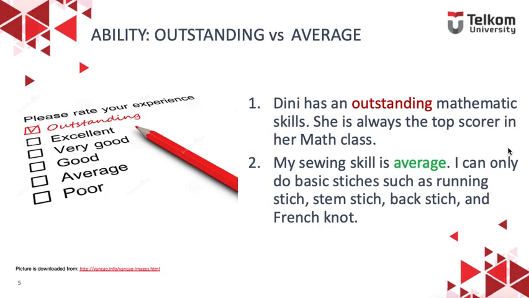Okay, now we are going to describe the ability. I'm taking one example, outstanding versus average. Now I have one example for you, two actually. The first one is, Dini has outstanding mathematics skills. She is always the top scorer in her math class. And number two, we are going to use the word average. My sewing skill is average. I can only do basic stitches such as running stitch, stem stitch, back stitch, and French knot. Okay, now you could choose between outstanding or average, right?